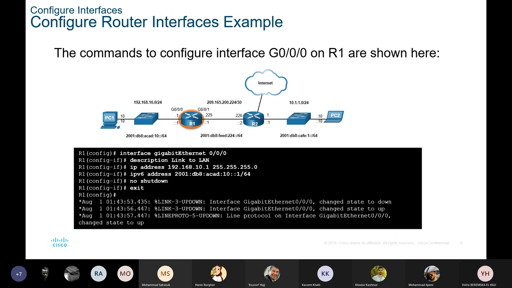Okay, so here we want to configure R1. On R1 we have two interfaces, gigabit 0/0/0 and 0/0/1. For these devices, for PC1, the default gateway is G0/0/0. The default gateway will be defined here in the PC1. But the definition for the routers is just to provide the IP addresses for these active interfaces.